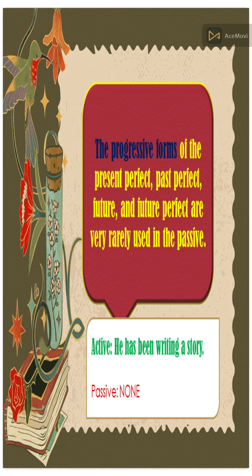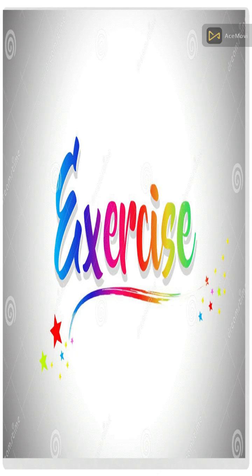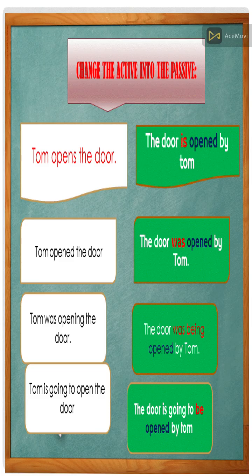Let's go to some simple exercises. Number 1, change the active into the passive. Tom opens the door. Okay, so here what you need: again, be sure that you use the verb to be in the correct tense, and the main verb, which is open, must be in the third form of the verb. It doesn't have another form, so you must be sure that the main verb or the action verb in your active sentence and passive sentence is used in the third form of the verb.